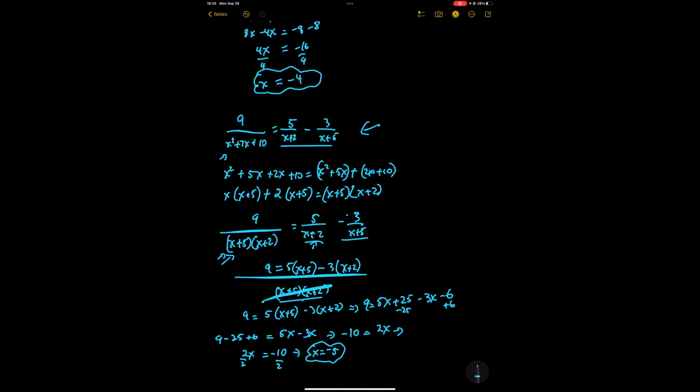Now, if you don't understand the previous chapter or the previous section, then you're going to have a hard time doing this kind of equation, or before that one, the complex fraction.